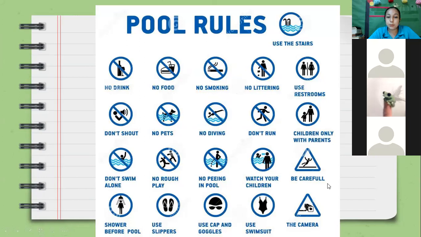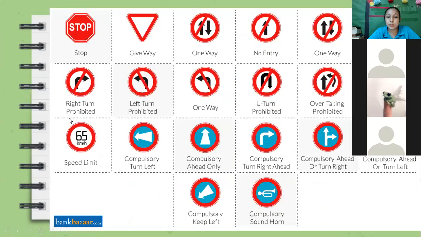Children only with parents, be careful. Use cap and goggles, use slippers, etc. So we have different pool rules. And also there are traffic rules, okay. So when you say stop, this one is an imperative. There are other ones that say anything. For example, give way, one way, no entry, right turn, and different signs. The majority of the traffic signs don't have words, don't have a specific instruction. So it is necessary that we learn and memorize the meaning of that.